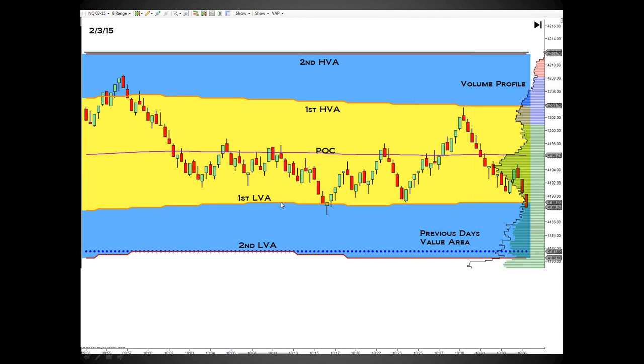This orange line down here is the first low value area, and this brown reddish line here is the second low value area. Now this blue dotted line here is the previous day's value area, and the tools will plot the previous day's high value area, low value area, point of control, and a lot of other info.